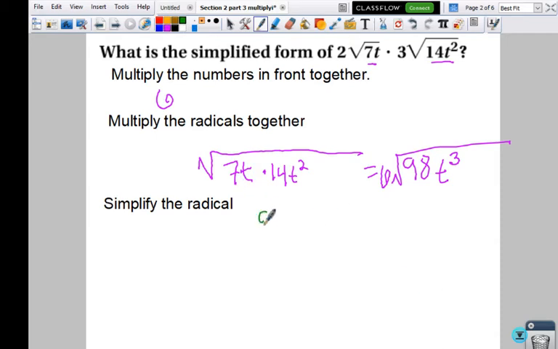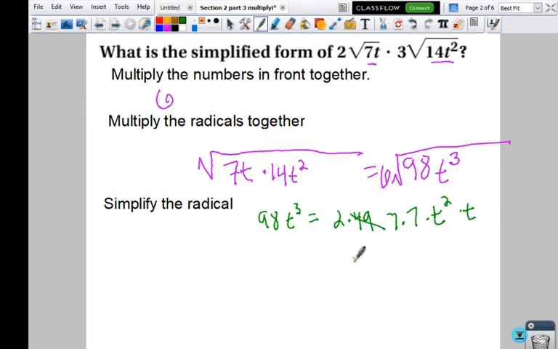So I've got to take 98. We divide it by 2 and get 49. So 98 is really 2 times 49, right? What's 49 really? 7 times 7. And then t to the third means I should have a t squared and then just a regular t, right? Yep. Just like that.